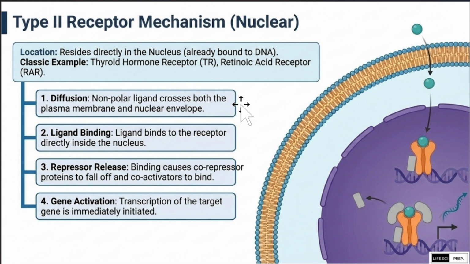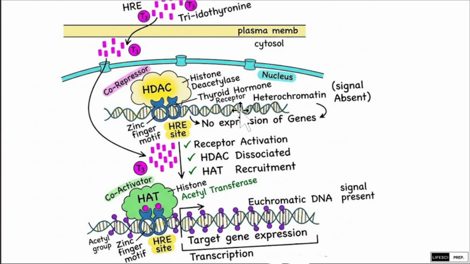The receptor is present on the DNA sequence, where the ligand directly binds and activates. Examples of the ligands are the thyroid hormone receptor, retinoic acid receptors, etc. The mechanism works like this.